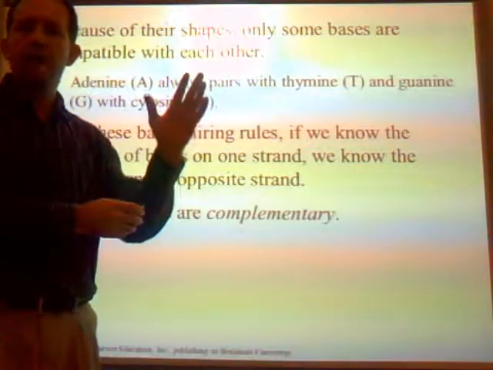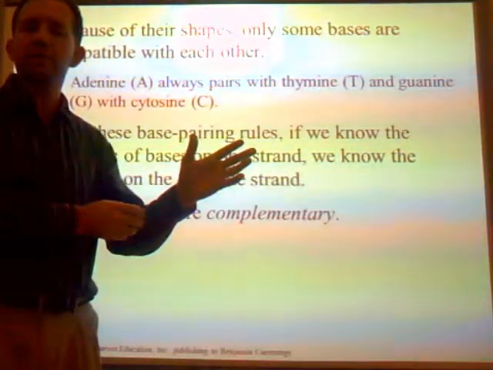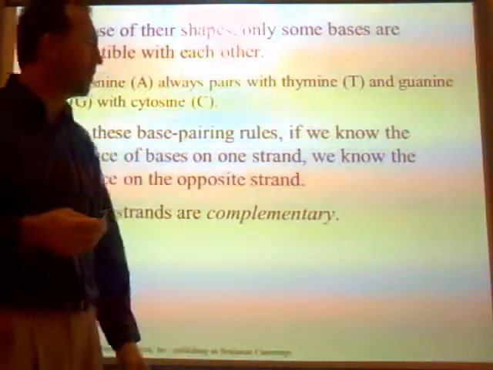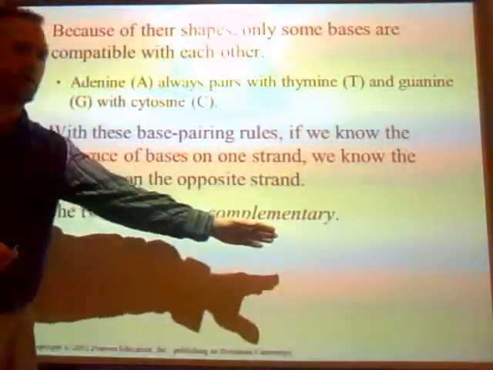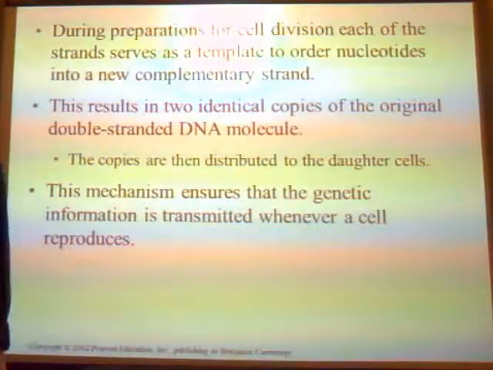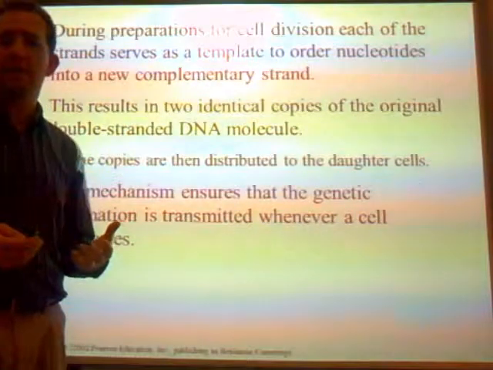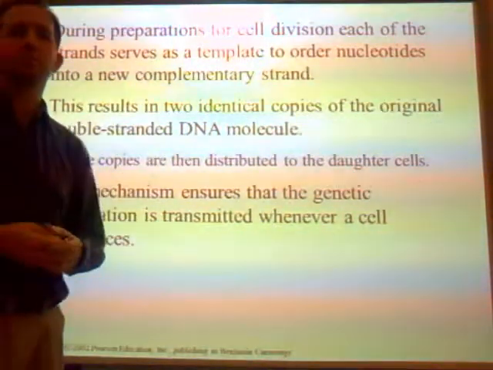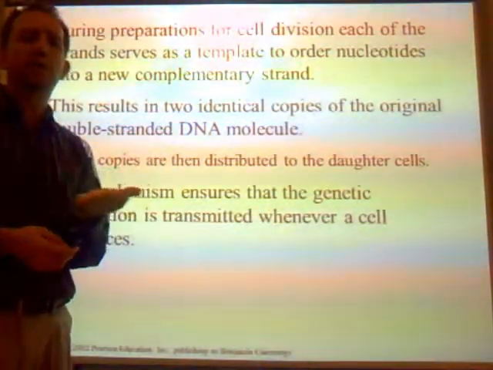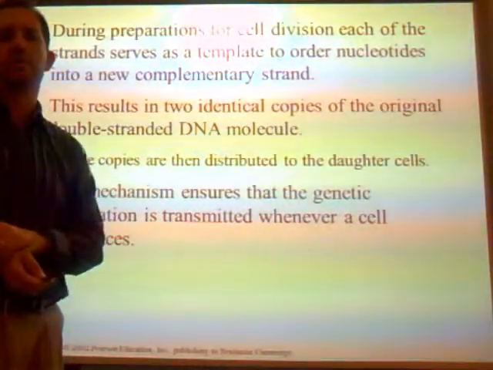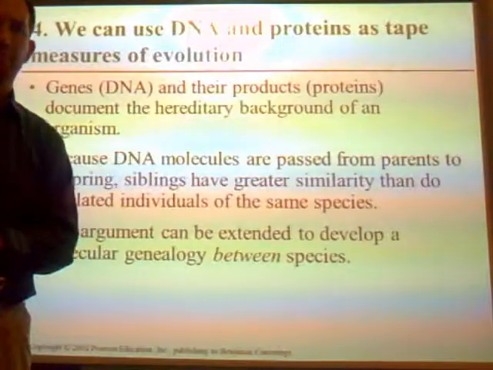So everywhere you would find a T on one side of the DNA, the other side is going to be an A, because they are going to complement one another, and that's why we call them complementary base pairing. And if we know one side of our DNA, we're able to figure out what the other strand of DNA is, because they're going to be held together with these hydrogen bonds based on this complementary base pairing.